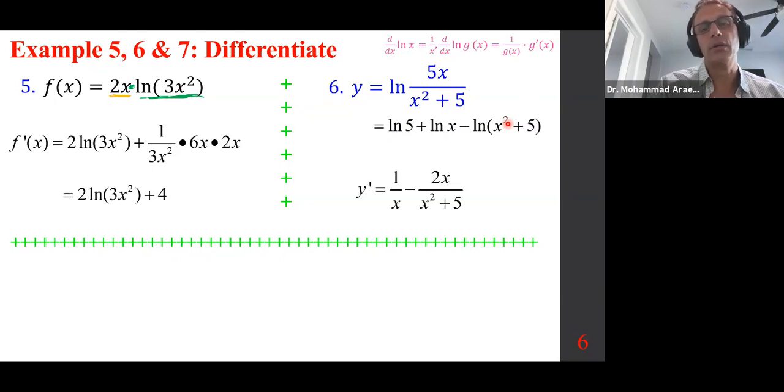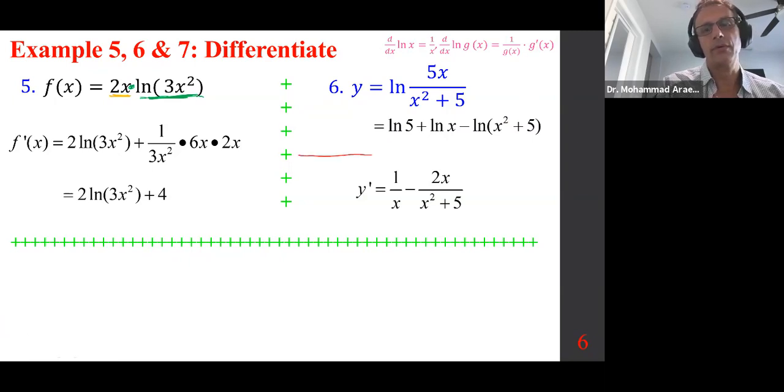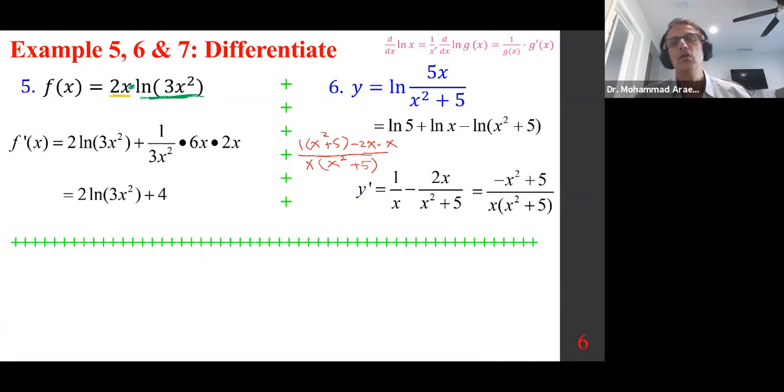We take a common denominator of x times x squared plus 5. So we have 1 times x squared plus 5 minus 2x times x. The numerator simplifies to negative x squared plus 5, everybody.